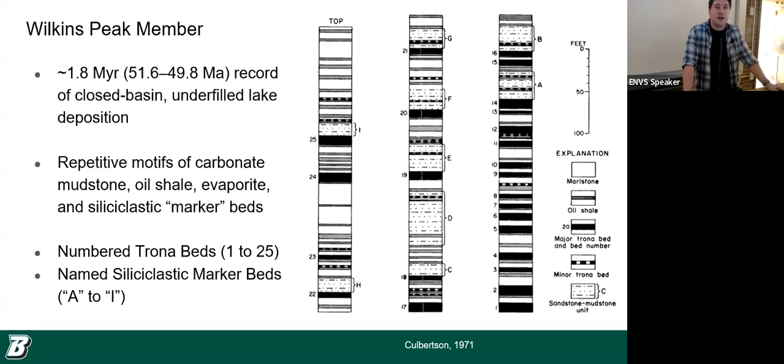So that Wilkins Peak member, again, this small subset of the Green River Formation that has all of these evaporites contained within it. During the time period in which this was deposited, these lakes were highly evaporitic. They were in arid regions. It was hot. They were not getting a whole lot of inflow relative to outflow. So any water that remained in the basin was getting progressively more and more concentrated over time. And we have a bunch of repetitive cycles of mudstone, oil shale, evaporite, mudstone, oil shale, evaporite, and so on and so forth.